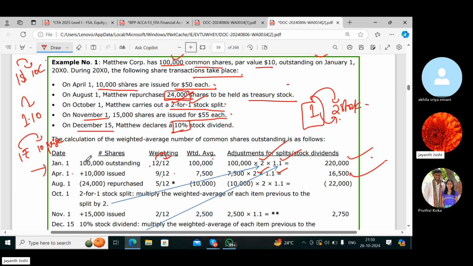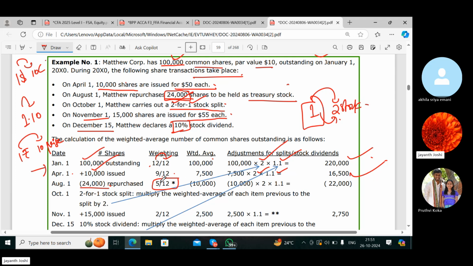Then Matthew company repurchases 24,000 shares. See, already there are some shares outstanding, right? Out of those outstanding shares, the company wants to repurchase its own shares. So 24,000 shares it will repurchase. When the company repurchases the shares, those shares will not be outstanding for the remaining time. We are finding out outstanding shares. We don't want that data here, which is not outstanding.